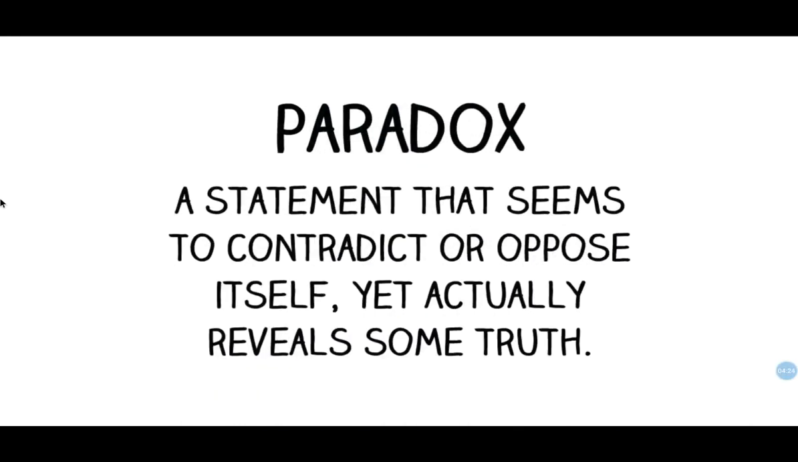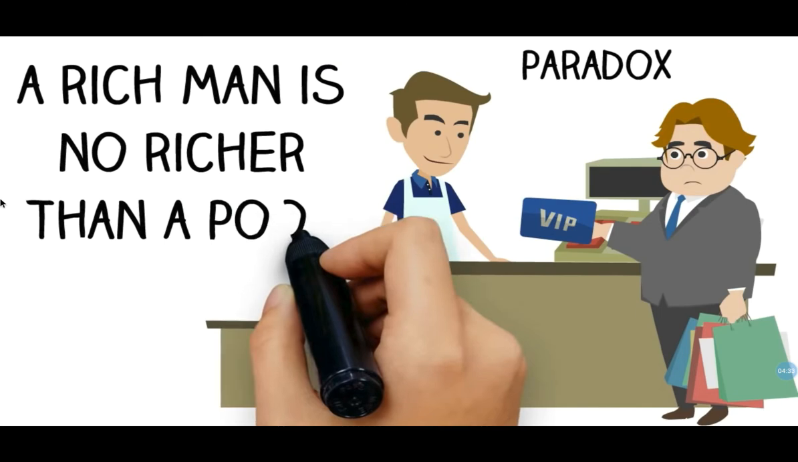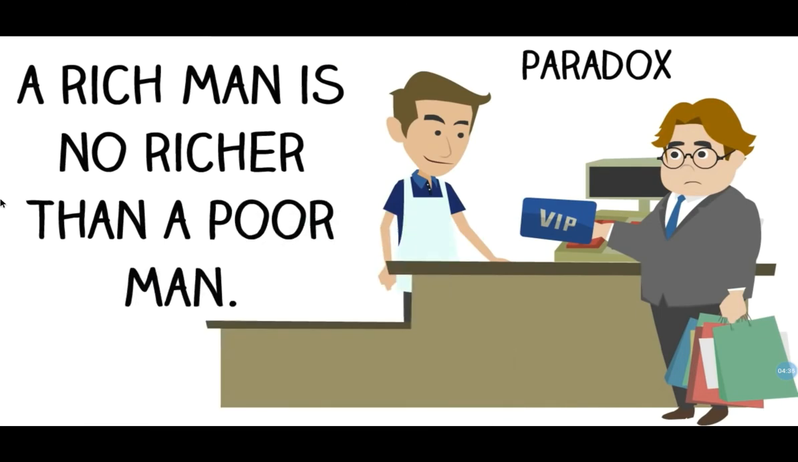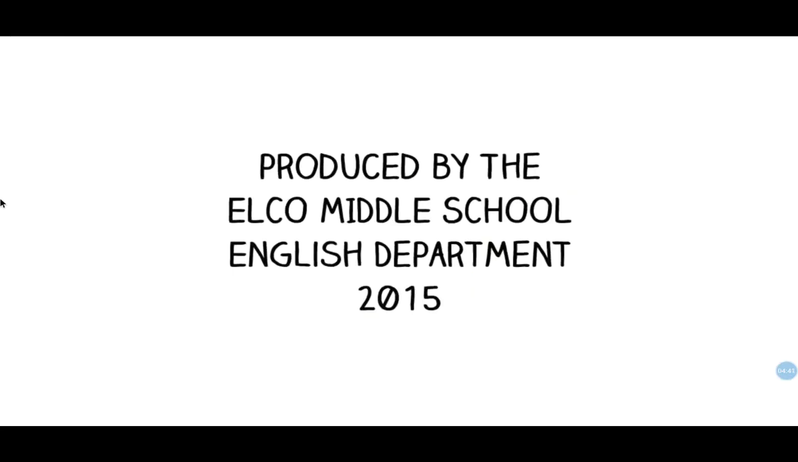A paradox, a statement that seems to contradict or oppose itself, yet actually reveals some truth. A rich man is no richer than a poor man. It contradicts itself, but it could be true because maybe the poor man is richer in other ways.